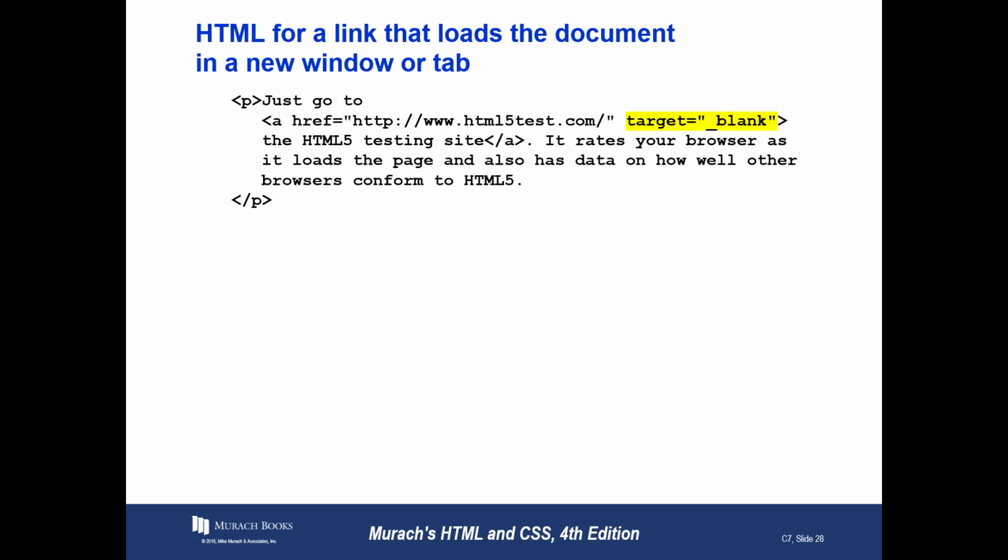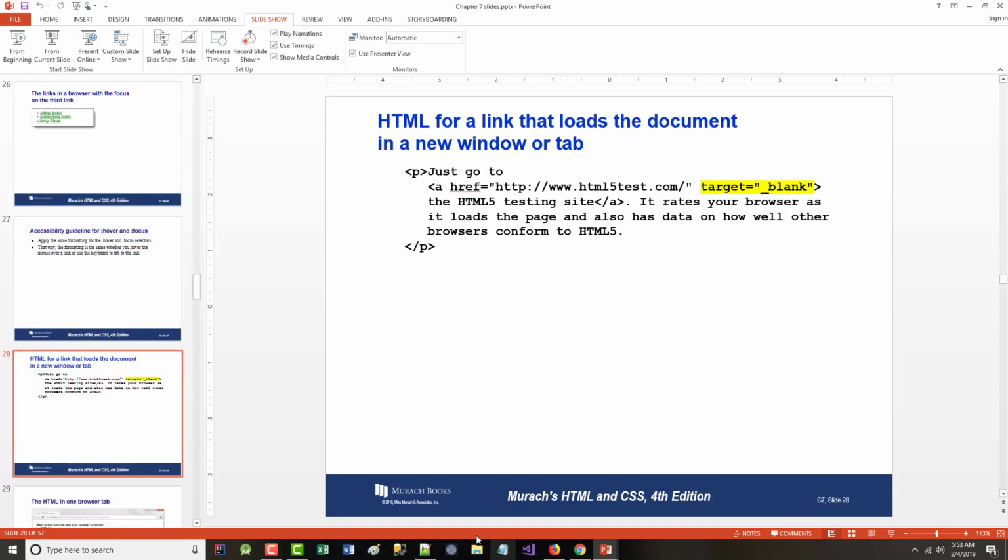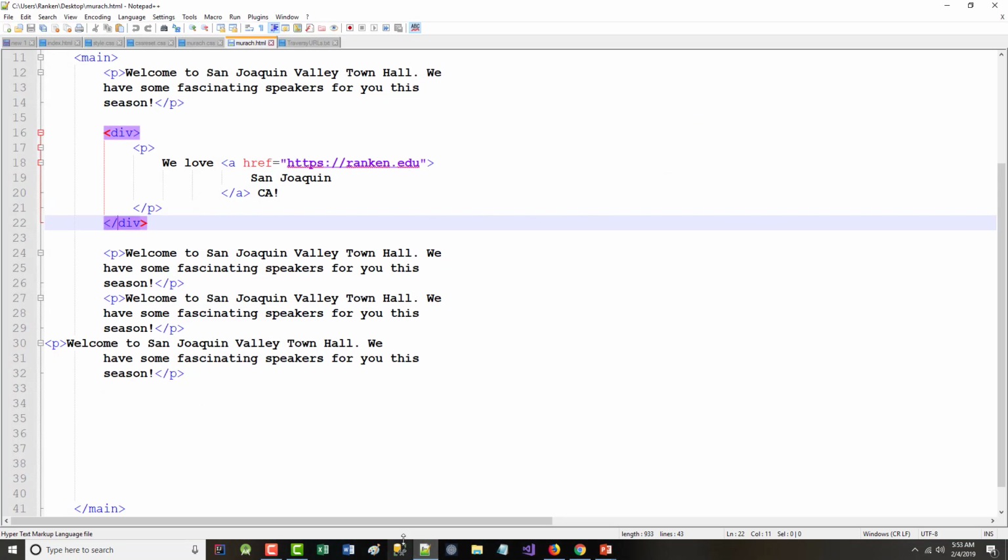All right. Key point here, if you take a look at what's in the yellow, it's got target equal blank. Now, I'm going to go back to my code, and I want to show you what's considered to be bad etiquette for the internet, or what's referred to as bad netiquette, and then how to fix it. So, if you look right here, we've got this: we love the San Joaquin.